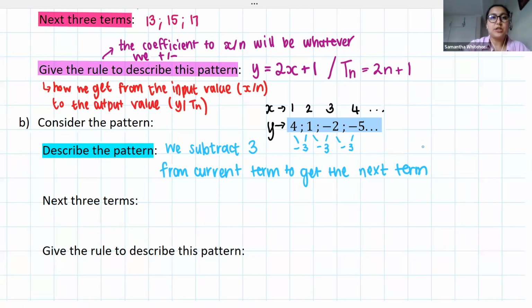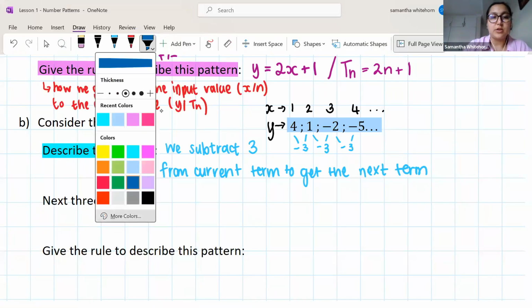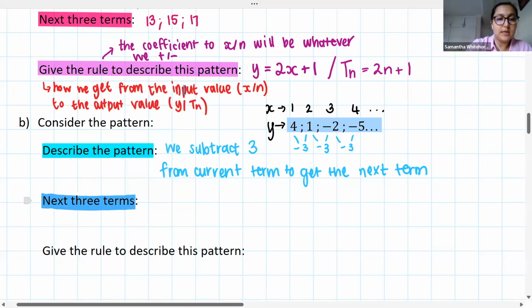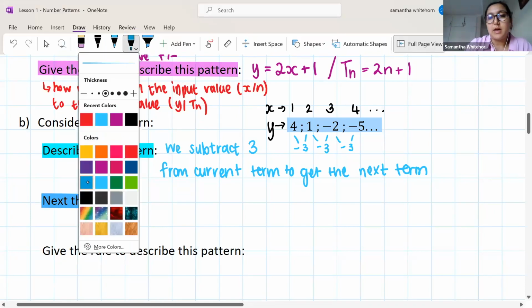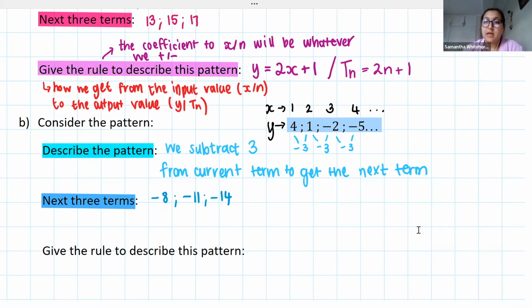The next question is then asking us to give the next 3 terms. Not too tricky. We can all do that. Because we now know what the pattern is, it's nice and easy for us to give the next 3 terms. So we're currently at -5. We need to subtract another 3, which gives us -8. Subtract another 3, which gives us -11. Subtract another 3 gives us -14. So we are able to get our next 3 terms just because we know what the pattern is.